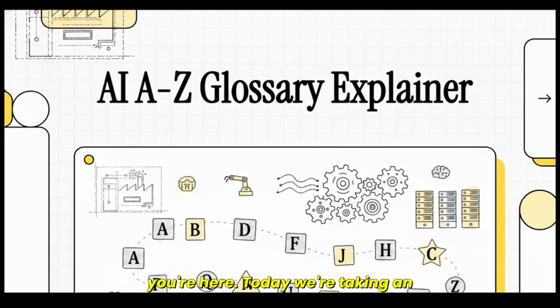Today, we're taking an exclusive behind-the-scenes tour of a virtual AI factory. From the foundational blueprints all the way down to the humming engine room, we're going to demystify 26 essential concepts of artificial intelligence. Think of this as your ultimate A to Z glossary explainer. It's designed specifically for focused learners like you who just want to cut through the noise, grasp these complex topics, and truly understand how this technology actually works under the hood.